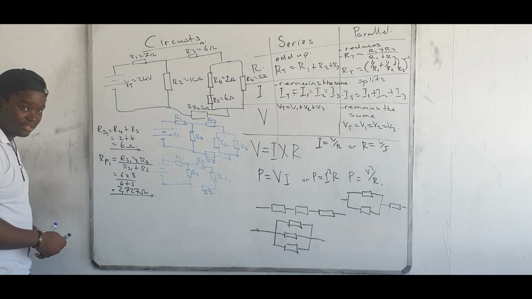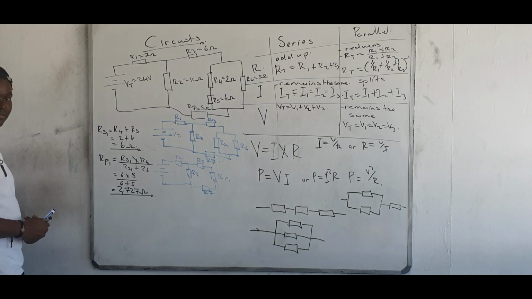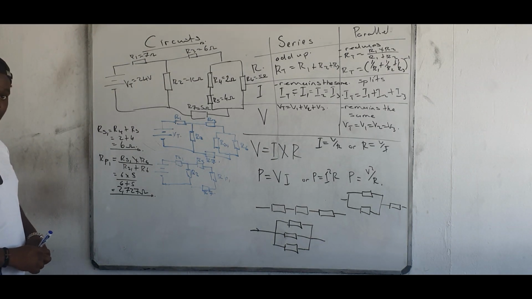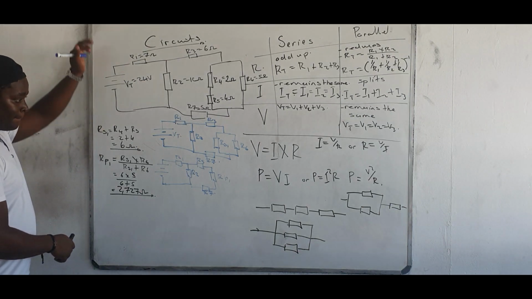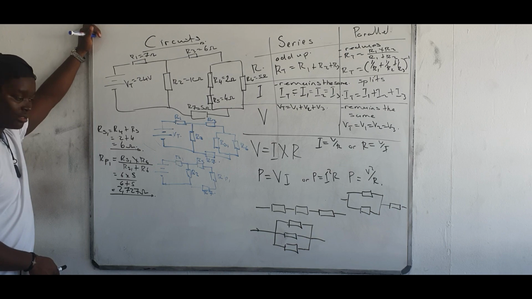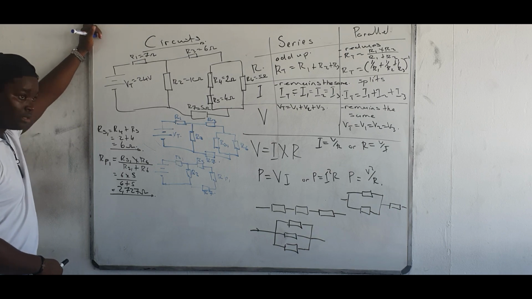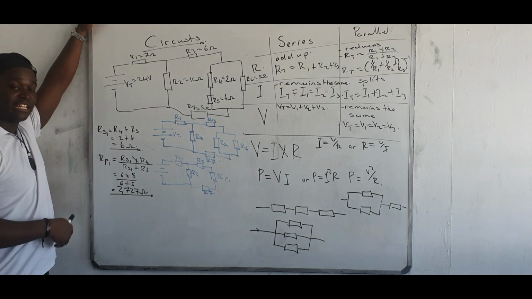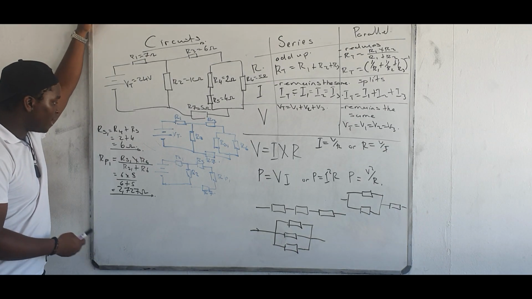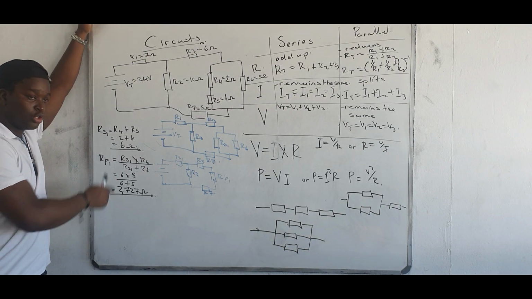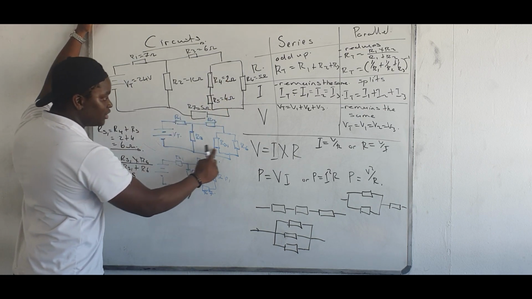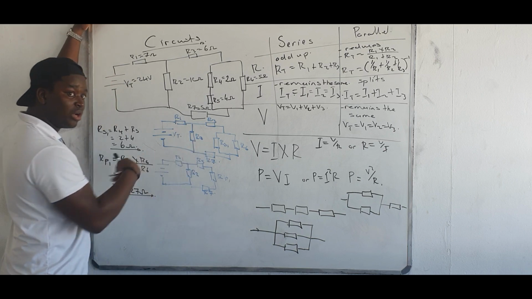Sir, I got lost there where you were adding. Which part? Where you were adding to get RP2. We haven't done RP2 yet. Which resistors are we now looking at? RS1. Yes, we're not doing RS2 now, because we've already done RS1, which is these two. Then we did RP1, which is these two. Now I want us to do RS2.